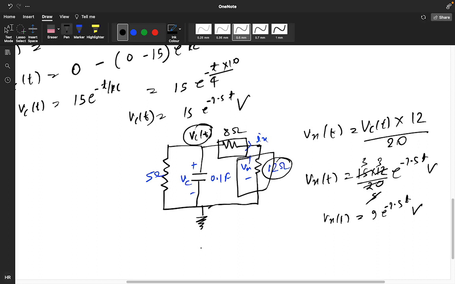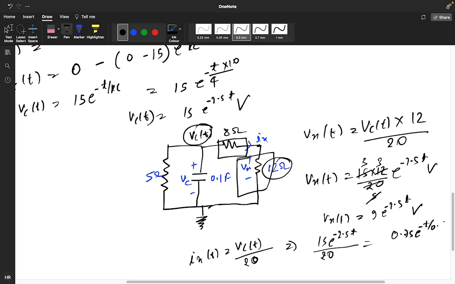And if you want to find the Ix of t current, it is VC of t divided by 20. So what value will you get? 15 e power minus 2.5 t divided by 20. Right? So this is the correct answer. If you solve this, you get 0.75 e power minus t divided by 0.4.